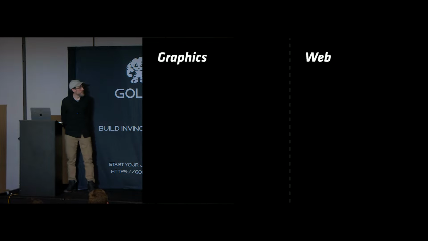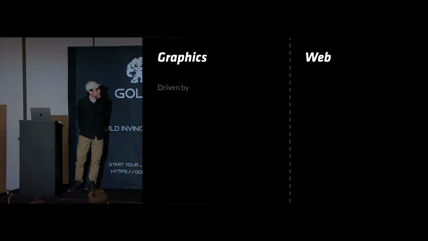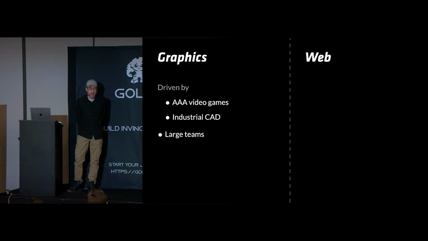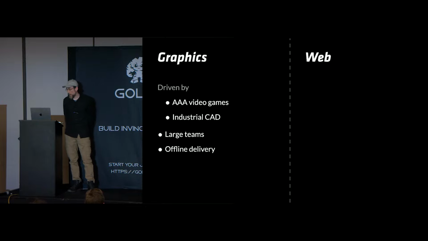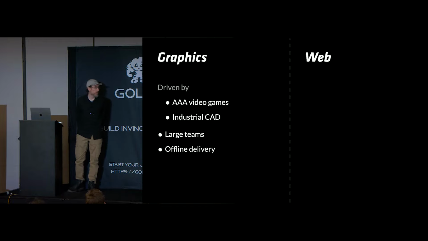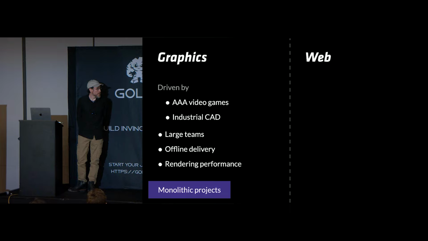So graphics versus web. The world of graphics and web are two different worlds. Why? Because graphics is mainly driven by video games and industrial CAD. And that means large teams, very large teams sometimes, 200, 300 people. Offline delivery, so they prepare the product ahead of time and then ship it in a big thing. And then there might be day one patches, but it's still generally offline delivery. And the main thing they care about is rendering performance. And that means the projects tend to be quite monolithic.